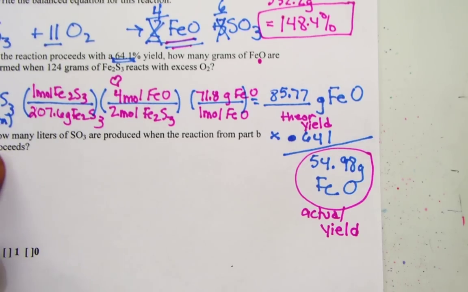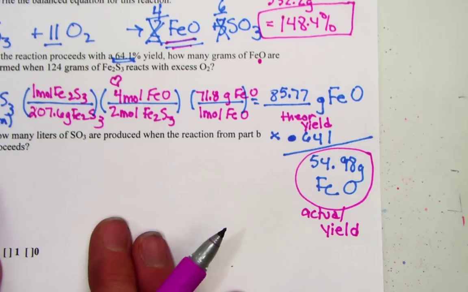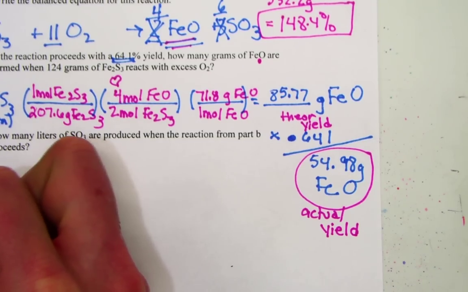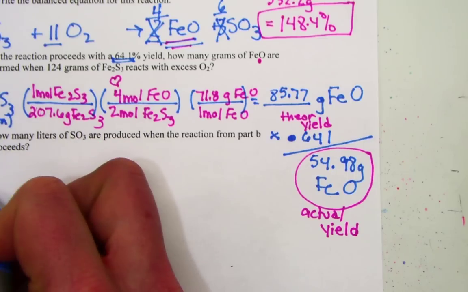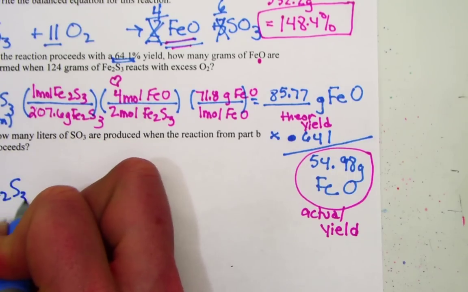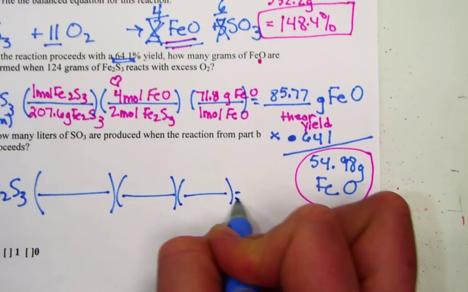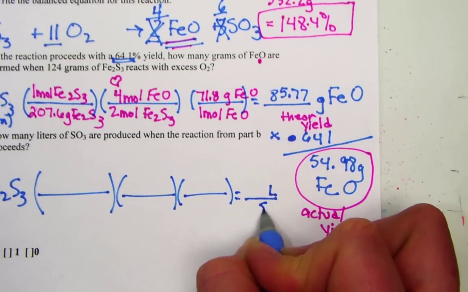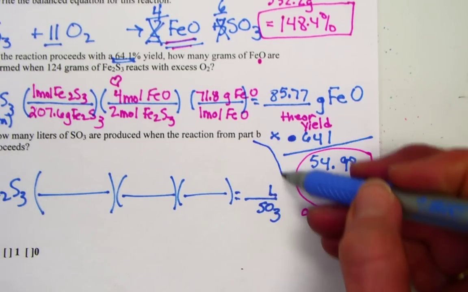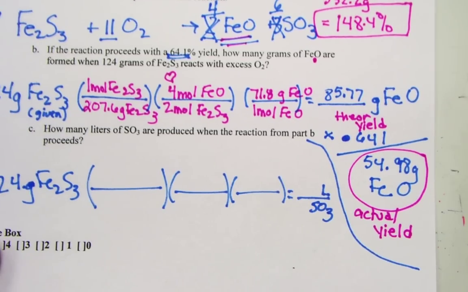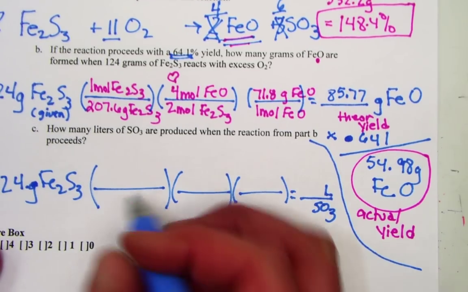How many liters of SO3 are produced when that reaction proceeded? We're just targeting that second product. It's the same problem, but we have the new product. 124 grams of Fe2S3, setting up my parentheses to target liters of SO3. This will tell us our theoretical volume of the product SO3.